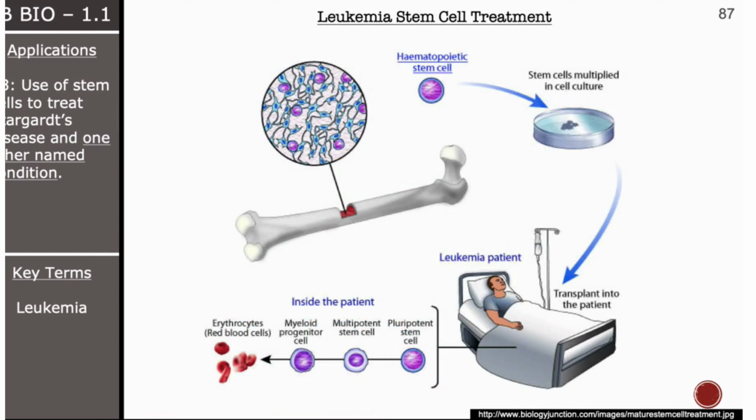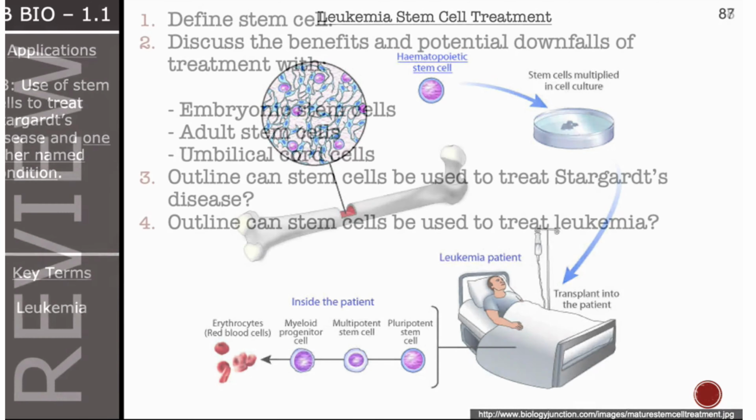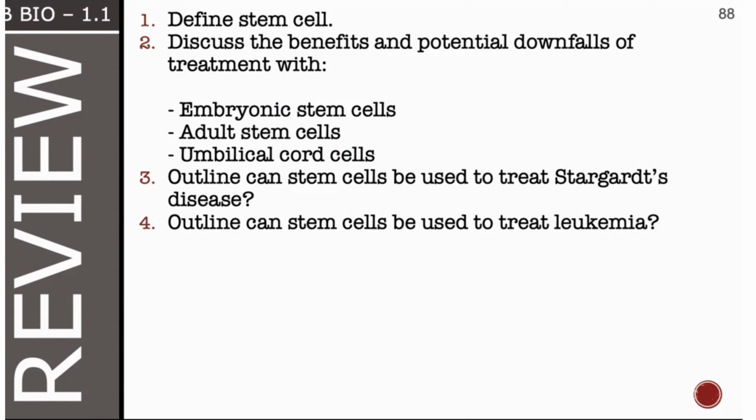We take stem cells from the bone marrow, then they are multiplied in cell culture, then transplanted into the patient after chemotherapy. So the pluripotent stem cells become multipotent immunologic progenitor cells, then they create the erythrocytes. So we have got the review part where you're going to define a stem cell, discuss the benefits and potential downfalls of embryonic stem cells, adult stem cells, and umbilical cord stem cells. Outline whether stem cells can be used to treat Stargardt's disease, and outline whether stem cells can be used to treat leukemia.